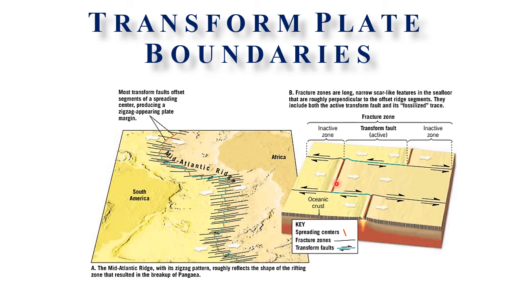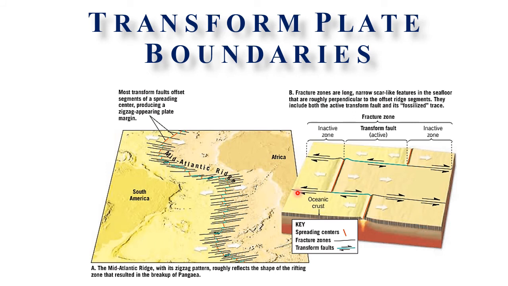The nature of transform faults was discovered in 1965 by Canadian geologist J. Tuzo Wilson, who proposed that these are large faults connecting two spreading centers. So these are two spreading centers, that is divergent boundaries, or less commonly two trenches, that is convergent plate boundaries.